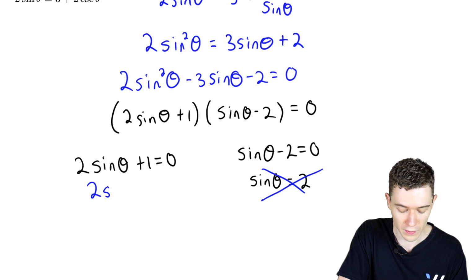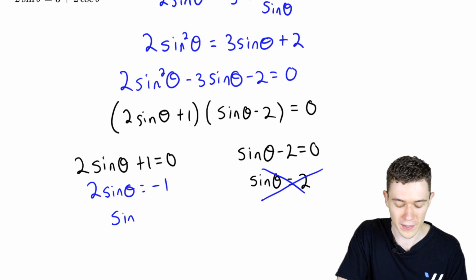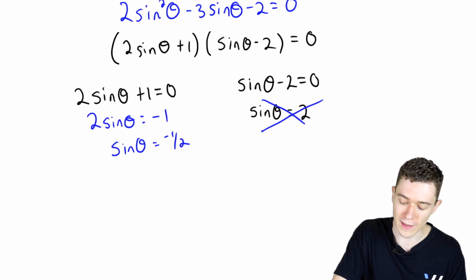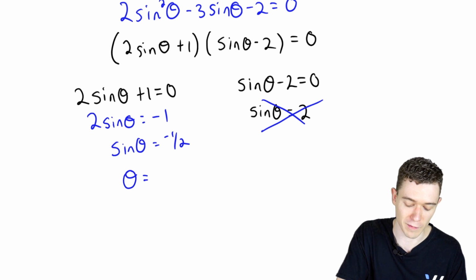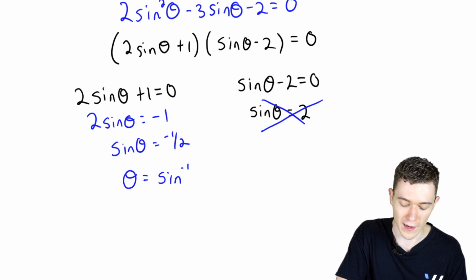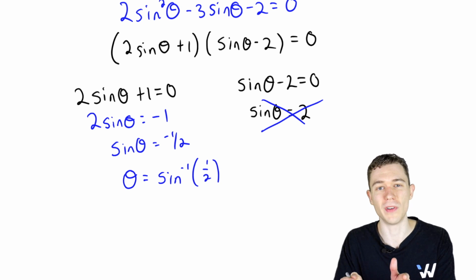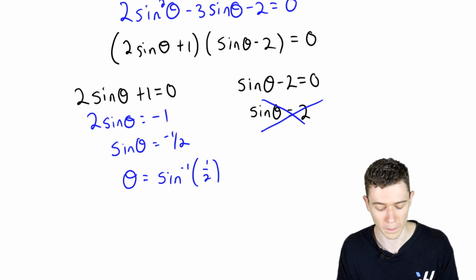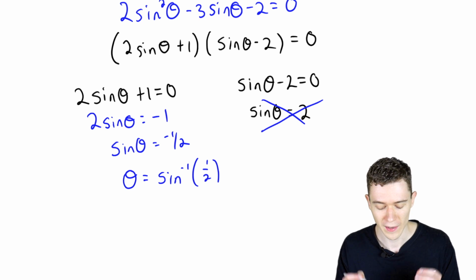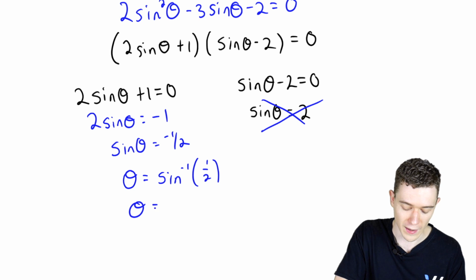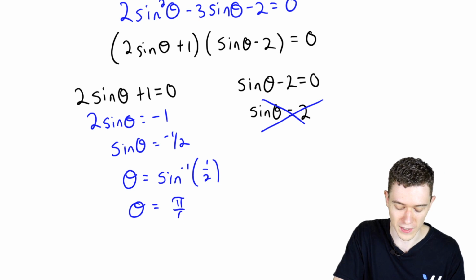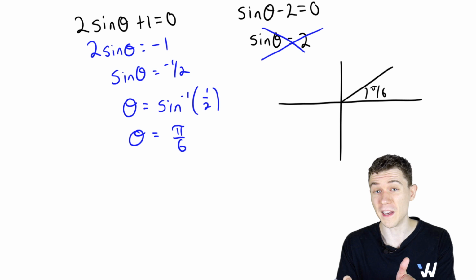On the left here, 2 sine theta equals negative 1 when we subtract, or that sine theta equals negative 1/2. We can isolate theta by taking the inverse sine of both sides. Sine inverse of 1/2, let's just take the absolute value of that just to get the reference angle. So where is theta if sine inverse equals 1/2? This will be at pi over 6. We have our reference angle.